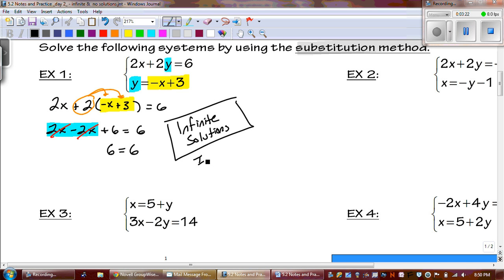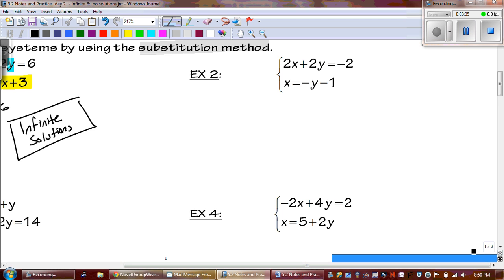I know in our other class someone said, can we just write "is"? No, is what? Don't be lazy, write infinite solutions out. When your hand breaks off from writing too much in math, then you can start complaining.